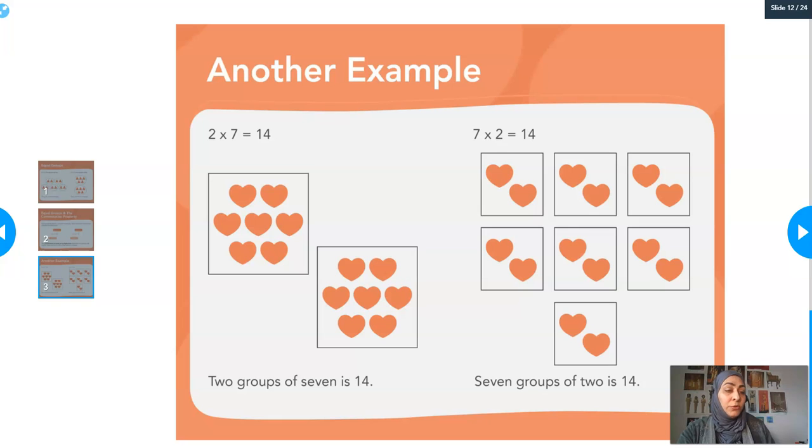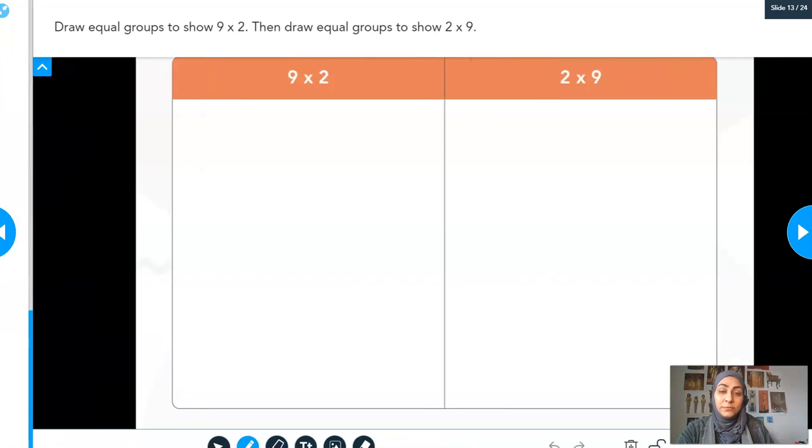Any questions before I move forward? Do you have any questions about the commutative property? Great. That means I can move forward.